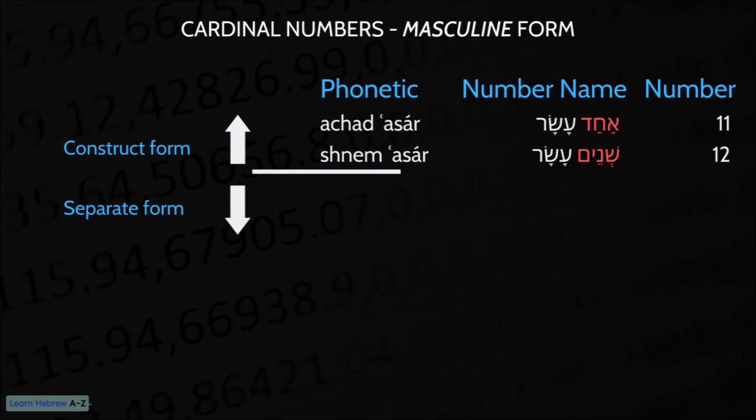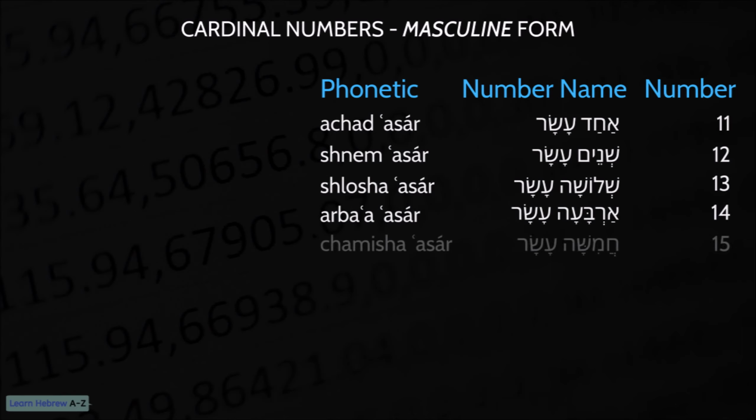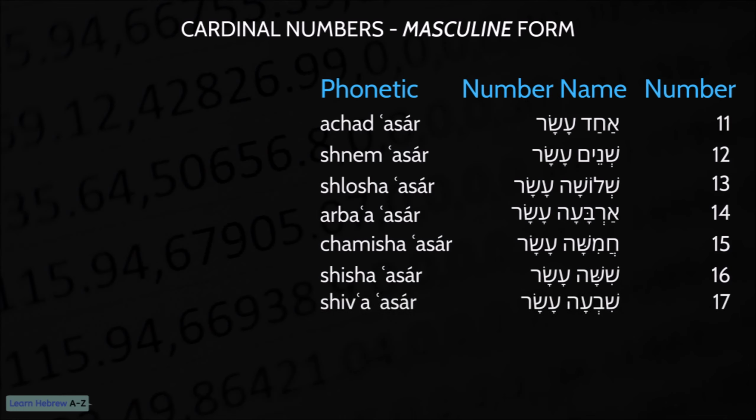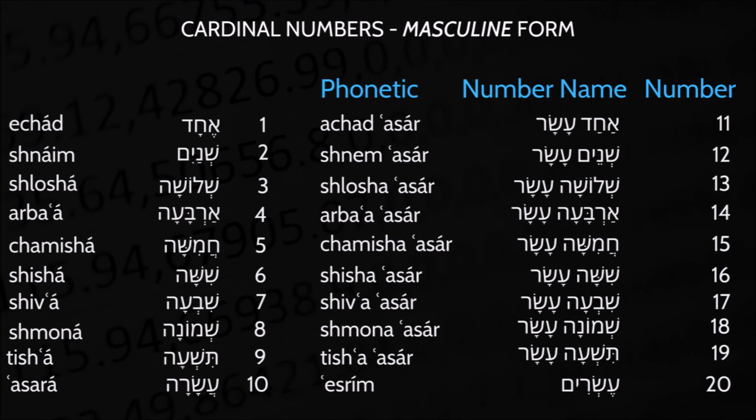13, 14, 15, 16, 17, 18, 19, 20. Apart from the numbers 11 and 12, we can see that the numbers are constructed by combining the separate form of the numbers 1 to 10 with the addition of 10.